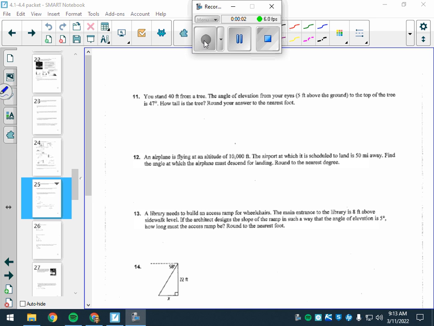All right, so we're just going to go over some homework questions. Number 12 on page 25. An airplane is flying at an altitude of 10,000 feet. The airport at which it's scheduled to land is 50 miles away. Find the angle at which the airplane must descend for landing.